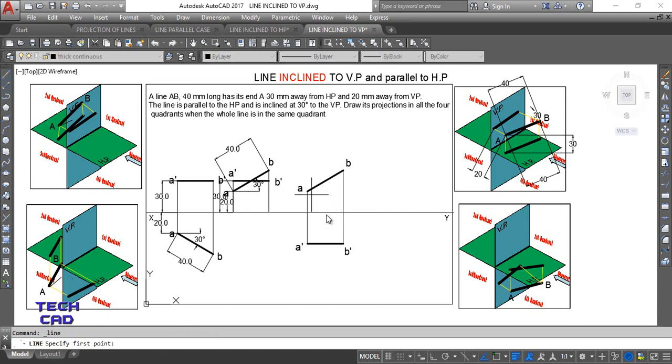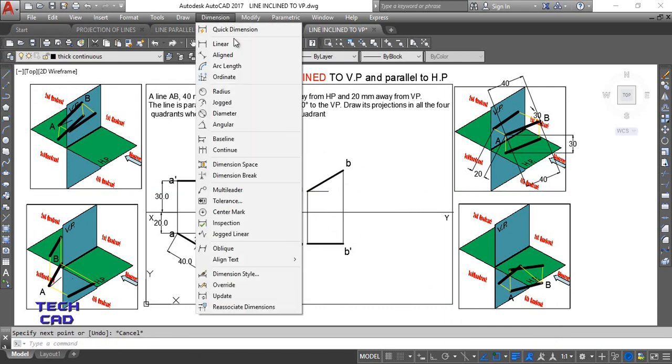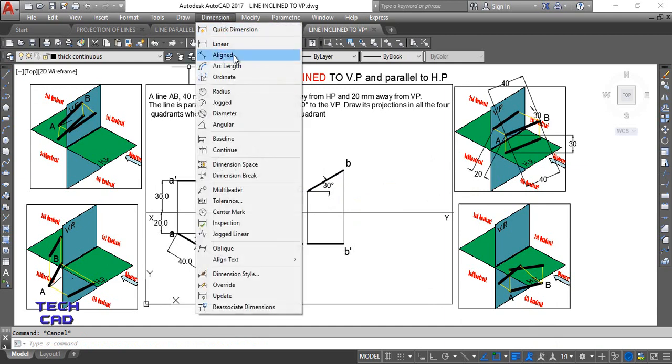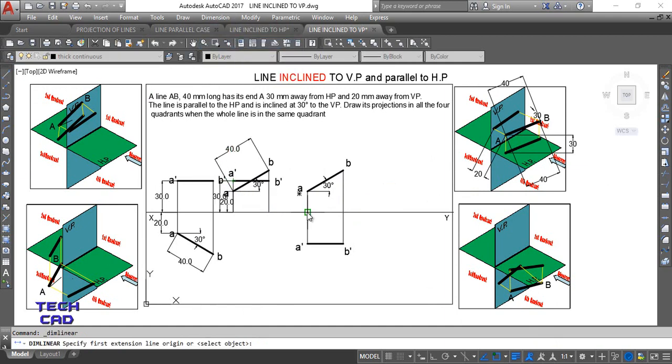Now I'm left with only the dimensions, so make a line here. Okay, so angular dimension, this one and this one, this is 30. Again go to the dimension, linear dimensions, like this 20. Again go to the dimensions, this one and this one, this is 30. Now I'm left with only the actual line dimension. This is aligned, this one 40. So I'm done with this question, the angle with VP in the third quadrant.